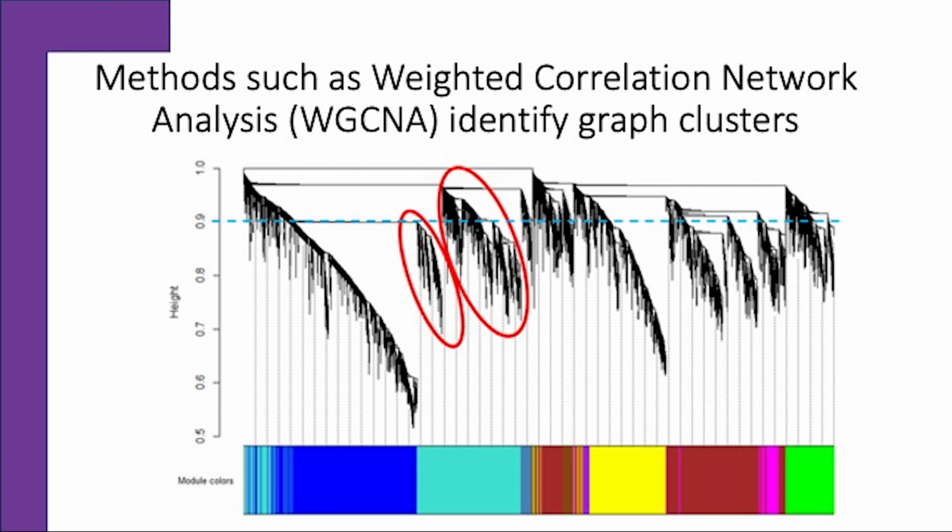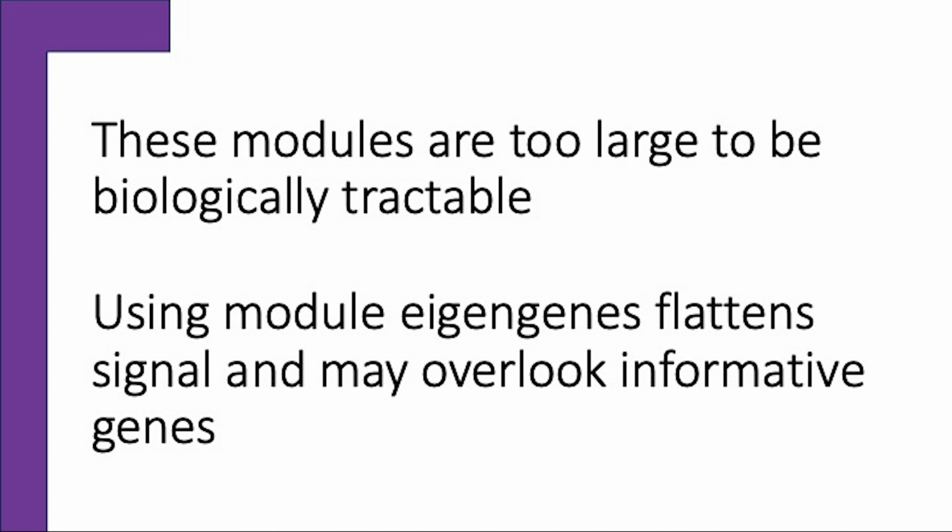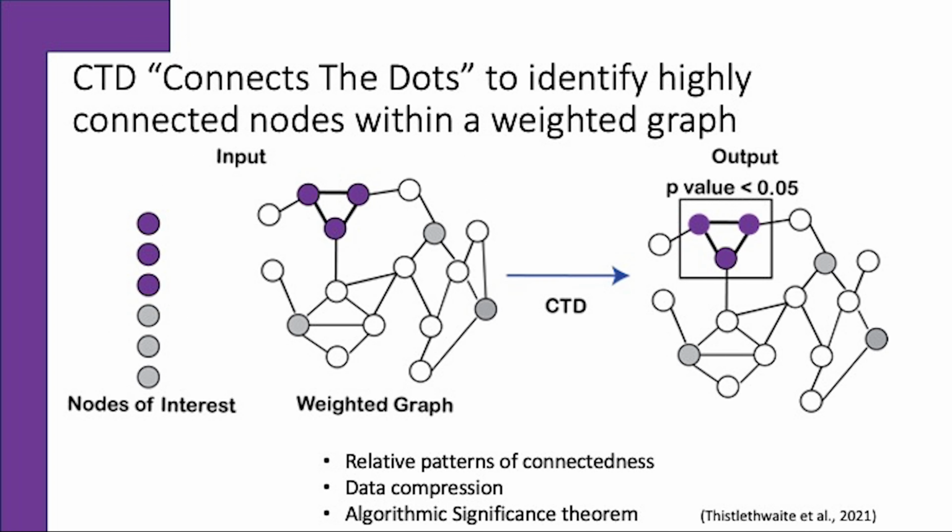There are other network methods, such as weighted correlation network analysis, or WGCNA, which can be used to identify graph clusters. However, these methods tend to cut all of the modules at the same height, and then use these modules to correlate to the phenotypes of interest. But the problem here is that these modules are often too large to be biologically tractable, and that by using module eigengenes to correlate the modules to the phenotype of interest, it may flatten the signal and could overlook informative genes. CTD circumvents these problems by identifying highly connected significant sets of nodes within complex weighted graphs.